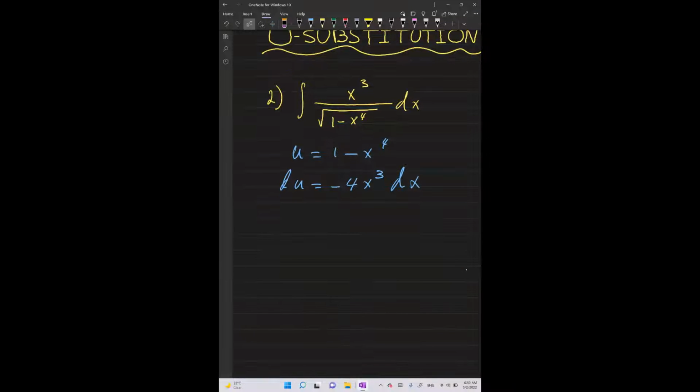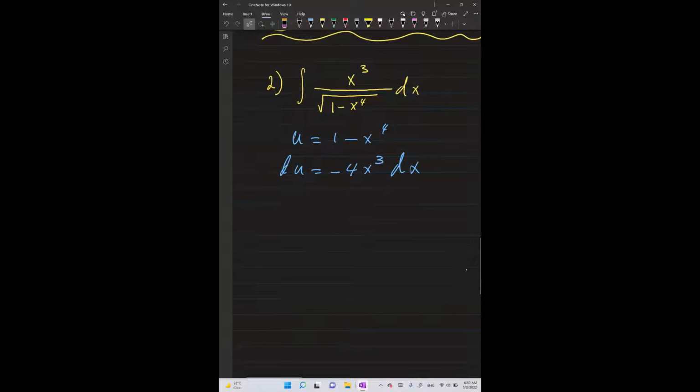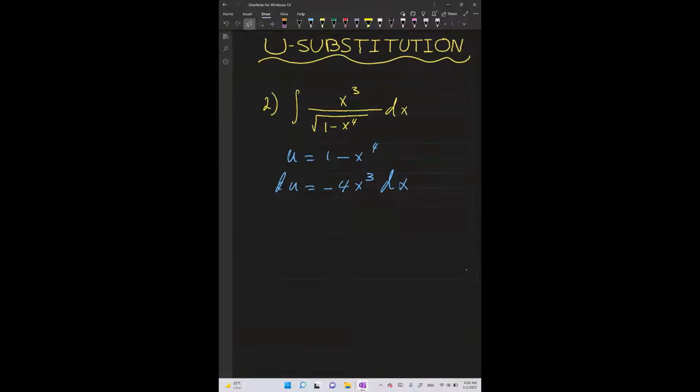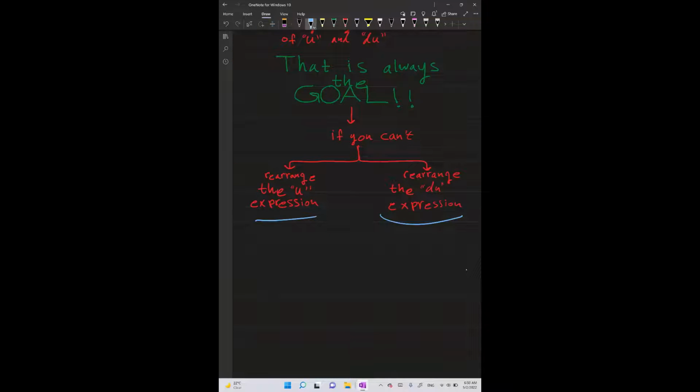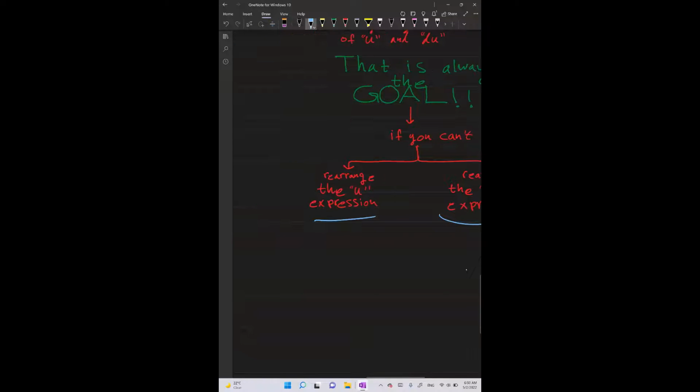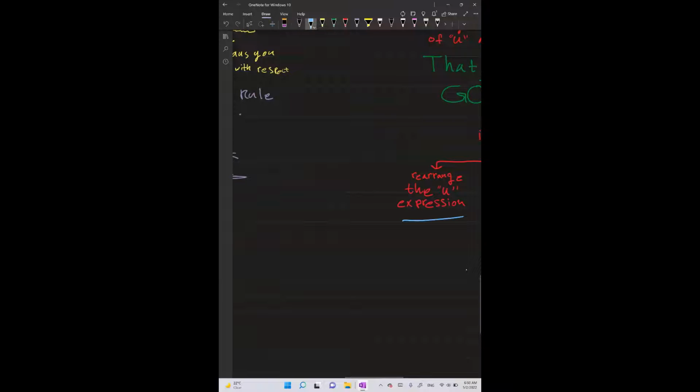All right, now let's ask ourselves, do we got it covered with u? Is everything covered with u? Well, no. Okay, that's new. If the answer is no, well, you got 2 choices. Either you're going to rearrange the u expression, or you're going to rearrange the du expression. Well, in this case, we are going to rearrange the du expression.